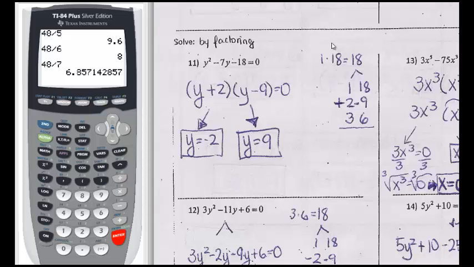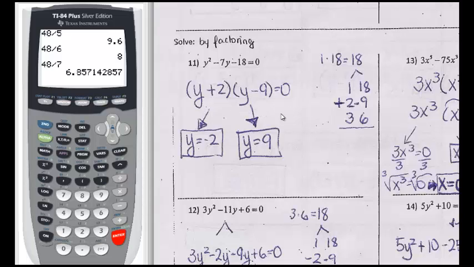Multiply 1 times 18, create a list of numbers that give you 18. Look for a pair of numbers that give you the middle term. Make sure the signs work. And when they work, please write the answer just like if you were factoring. Okay? The only added thing is that you have an equal 0. And because you have the equal 0, you need to take one step further, which is you need to break down the two answers. y plus 2 equals 0, y minus 9 equals 0.